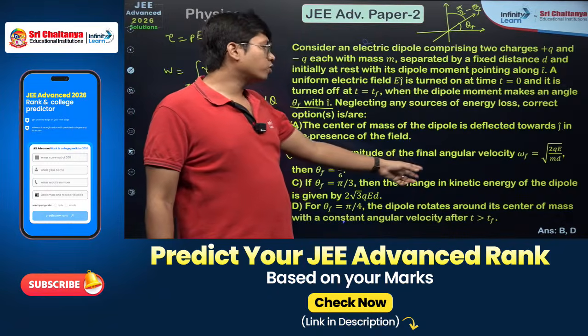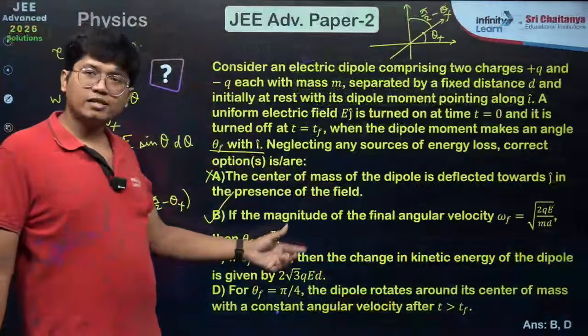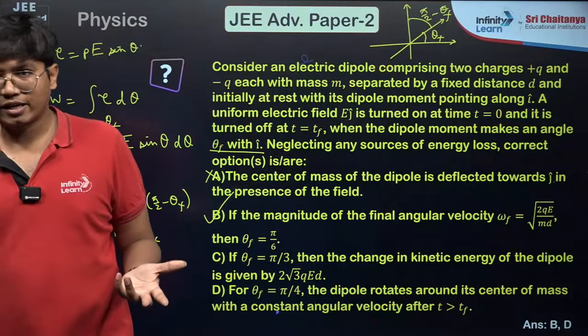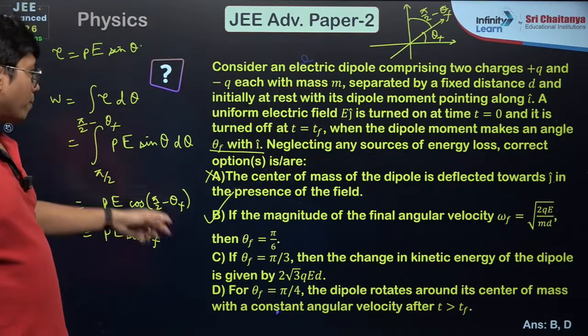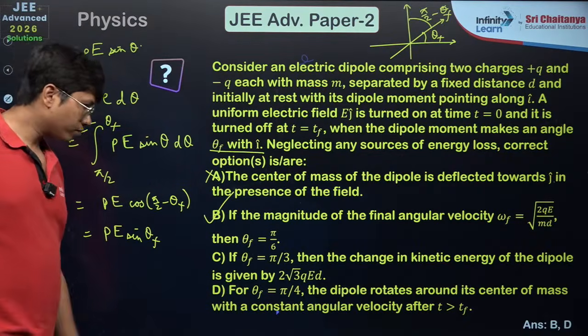Next, same thing over here. You want to find the change in kinetic energy when it turns by this. Just find the work done. That's the change in kinetic energy. Just swap out that theta f with pi by 3, and you get the answer.